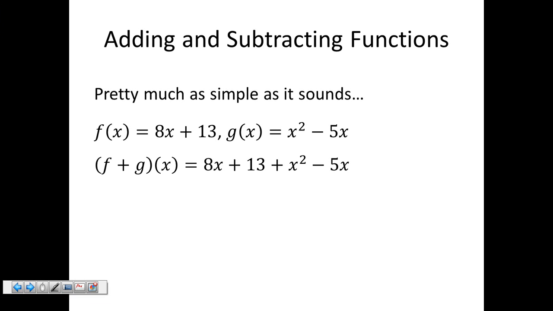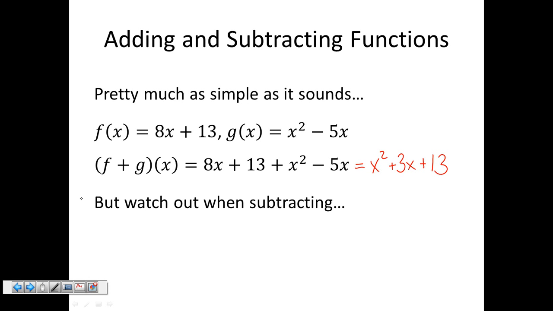Now, about the only thing I can do here would be to combine like terms. I've got the 8x and the minus 5x, and to put them in kind of a standard form, put our highest power first. We'll put the x squared first, plus 3x plus 13. Really very straightforward. You're going to have an easy time with this stuff.